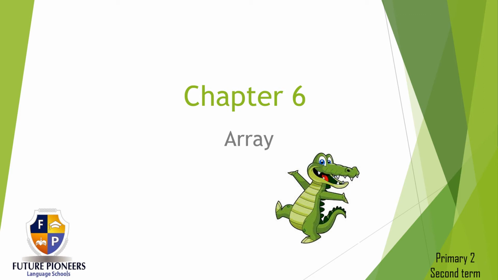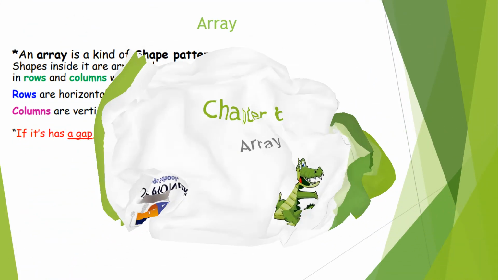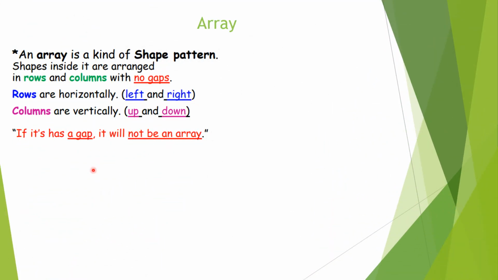Hello, today we're going to talk in chapter 6 about arrays. An array is a kind of shape pattern. Shapes inside it are arranged in rows and columns with no gaps. Rows are horizontal, columns are vertical; rows go left and right, columns go up and down.